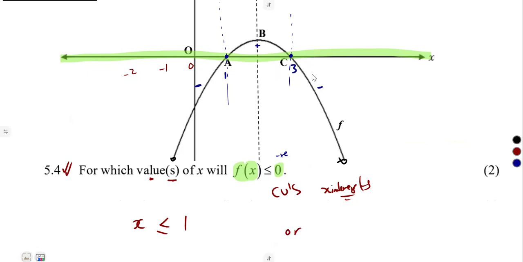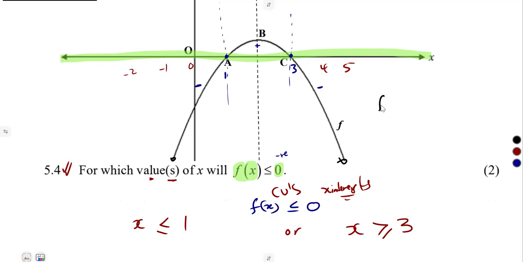Or another one, where it is negative, we saw that from 3 going to the right, 3, 4, 5, and so on, the function is found below the x-axis. It is negative. So from 3 going up, these values are greater than 3. Since we have an equal to there, our solution must have an equal to again. So these will be the two solutions which satisfy the inequality where f of x is less than or equal to 0. Just like that.